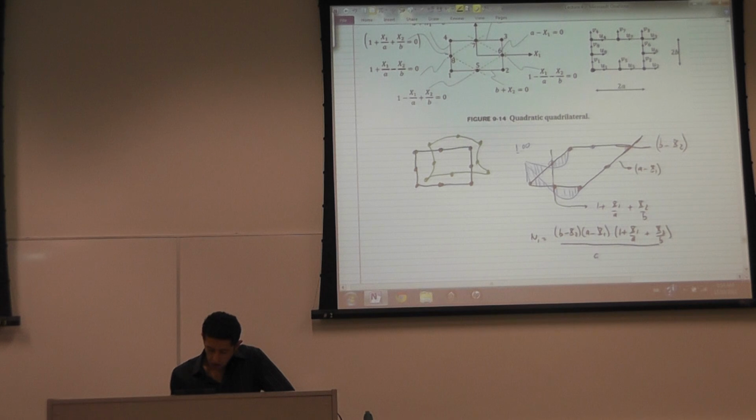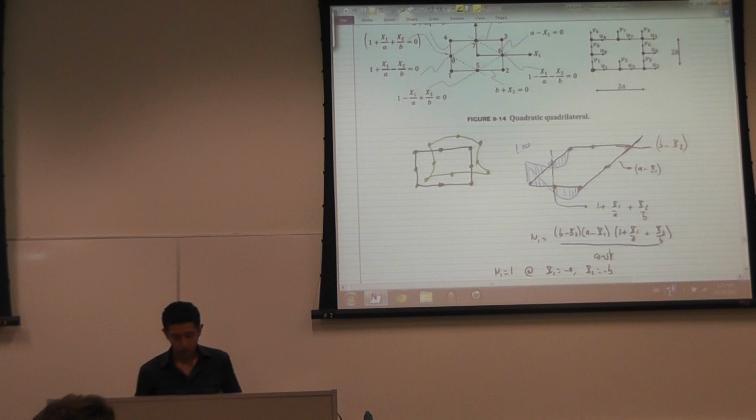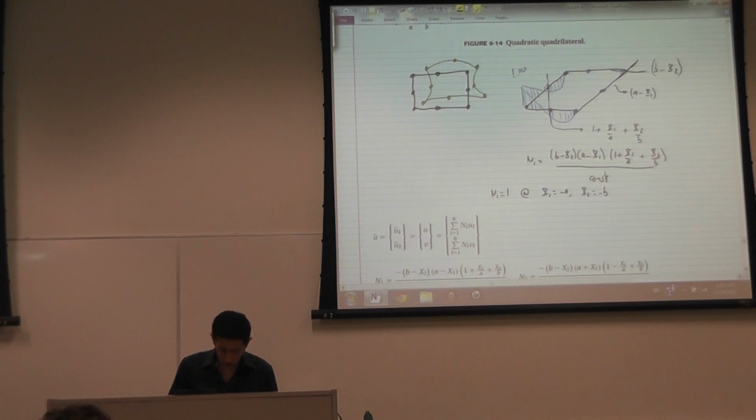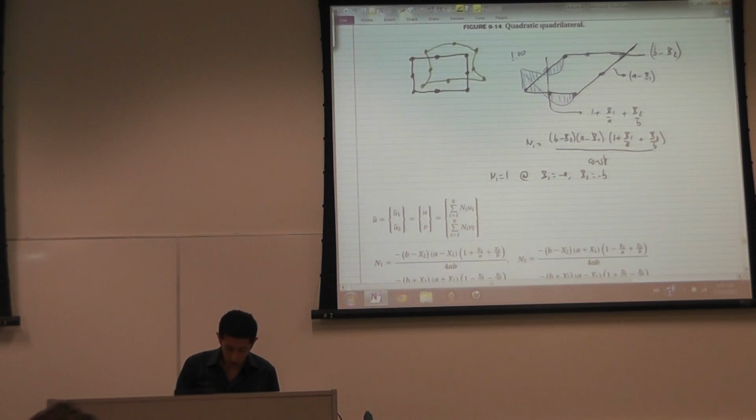I need a constant for normalization so that N1 is equal to 1 at x1 equal to negative A and x2 equal to negative B. At this point, if this is the center of the coordinates, I want N1 to be equal to 1 when I substitute the coordinates of node 1. So this is for N1, and N2, N3 and N4 can be obtained similarly.